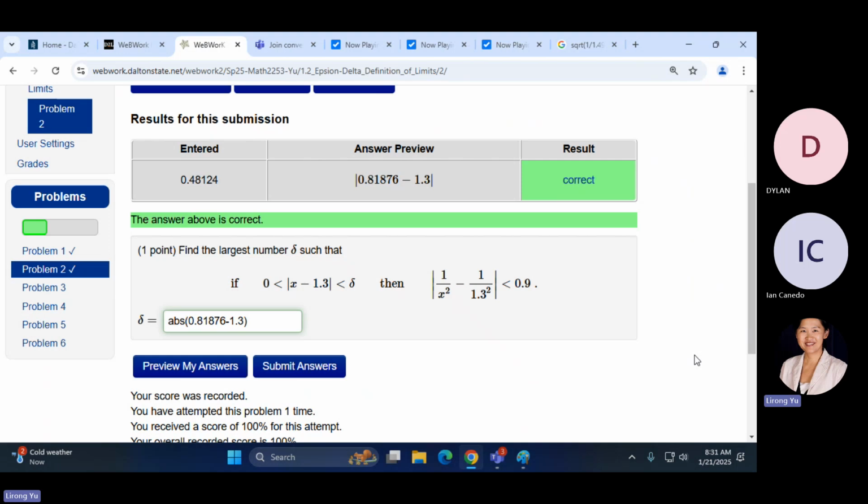So the algebra is slightly different because we have this reciprocal, 1 over x squared, so it looks a little bit lengthy. Does that answer your question? Any other questions? All right, please try it.